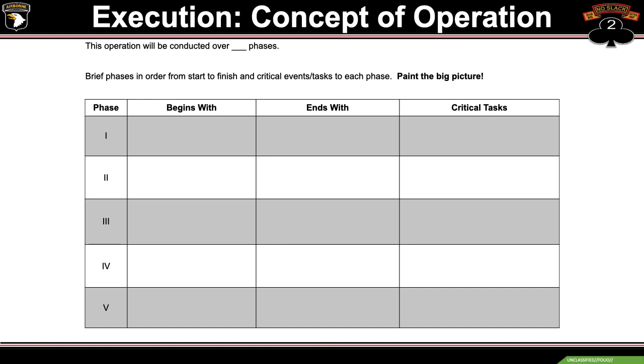So a quick example would be phase 1 begins with the receipt of this operation order and it ends when we SP from the company. And then your critical task being that we conducted PCC, PCI, for example. And whatever phase 1 ends with, that is what phase 2 would begin with. So then phase 2 would begin with the SP from the company area. So like phase 1 would be planning and preparation. Phase 2 would be the movement to either your assembly area or your occupation or objective rally point, something like that. So this is just generally showing how the operation is going to go down.